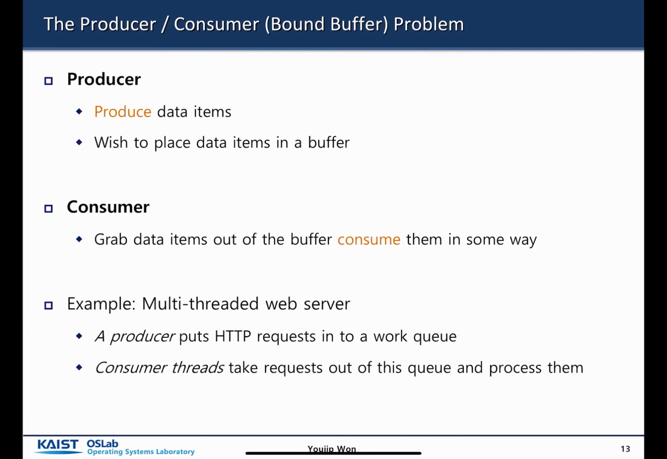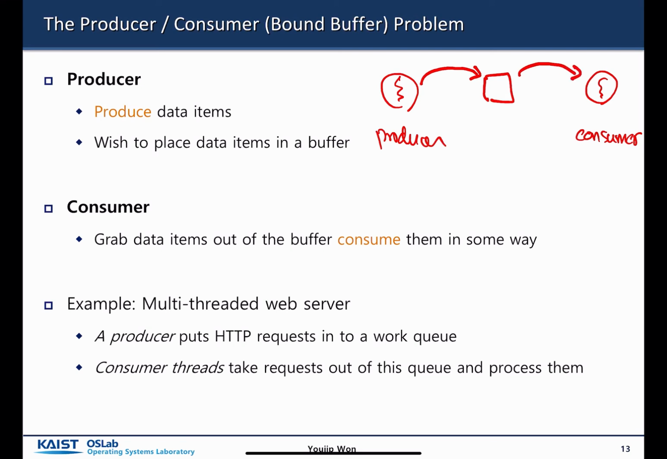We'd like to examine the producer-consumer relationship problem. A producer produces data items, and it wishes to place the data items in the buffer. And a consumer grabs the data items out of the buffer and consumes them in some way. So there are two threads. This is the producer. This is the consumer. And there is a buffer shared by both of the threads. The producer creates an item and puts it in the buffer. And the consumer grabs the contents in the buffer and consumes it.